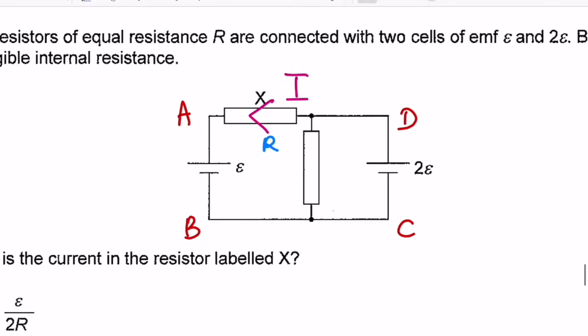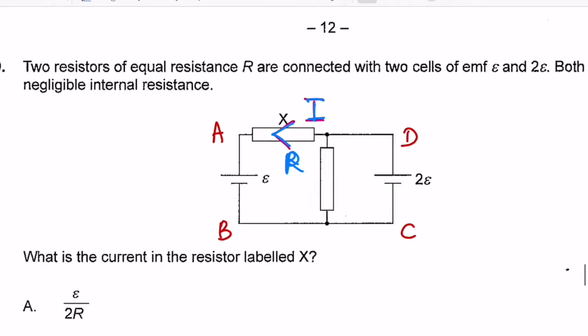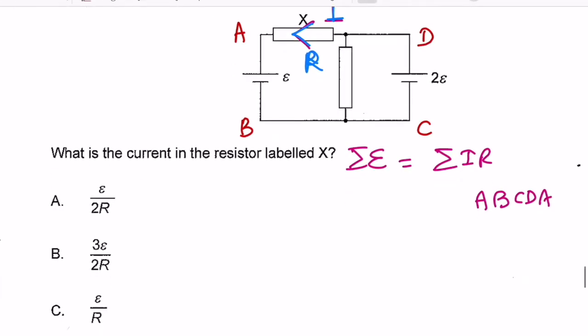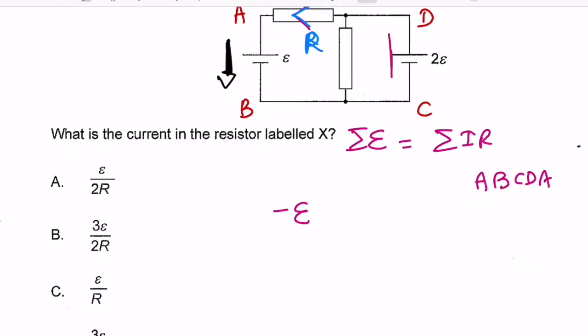Let's think there's a current I passing through resistor X whose resistance is R. This is about Kirchhoff's second law. I will write total EMF equals total IR, for whom? For the A, B, C, D, A loop. Okay. Now when I look at this cell on the left hand side, you are going from positive to negative, so this should be negative. So negative E, over here it is positive because you are going from negative to positive.